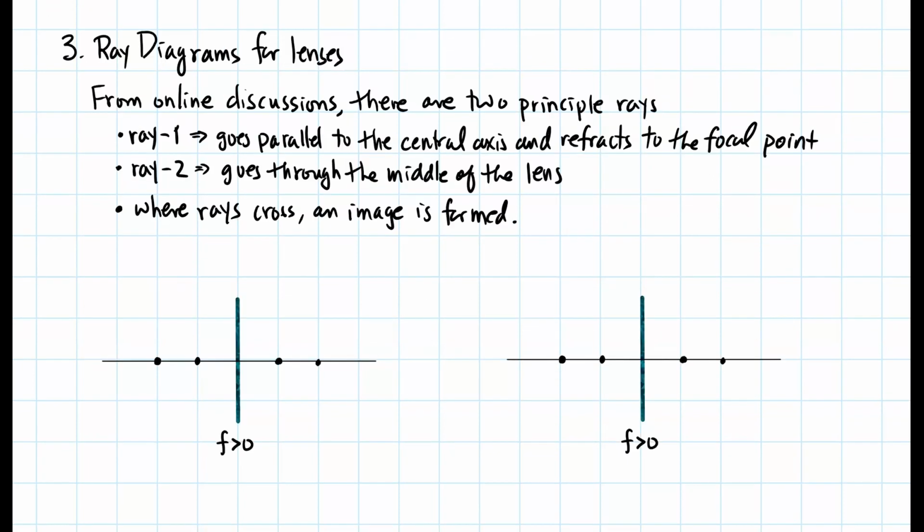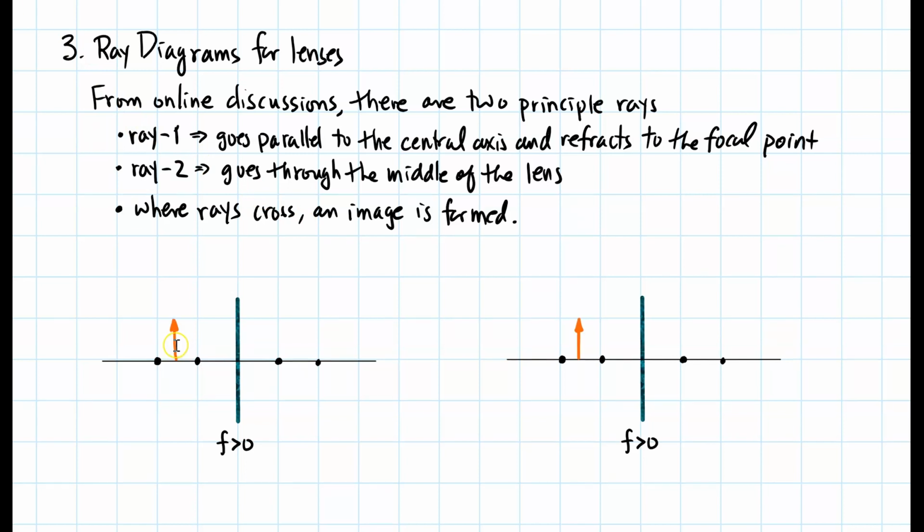Ray diagrams for lenses. From our online discussions, there are two principal rays that we use, ray 1 and ray 2. Ray 1 goes parallel to the central axis and then refracts through the lens to the focal point. Ray 2 goes through the middle of the lens. Where the rays cross, an image is formed. Let's look at these rays.